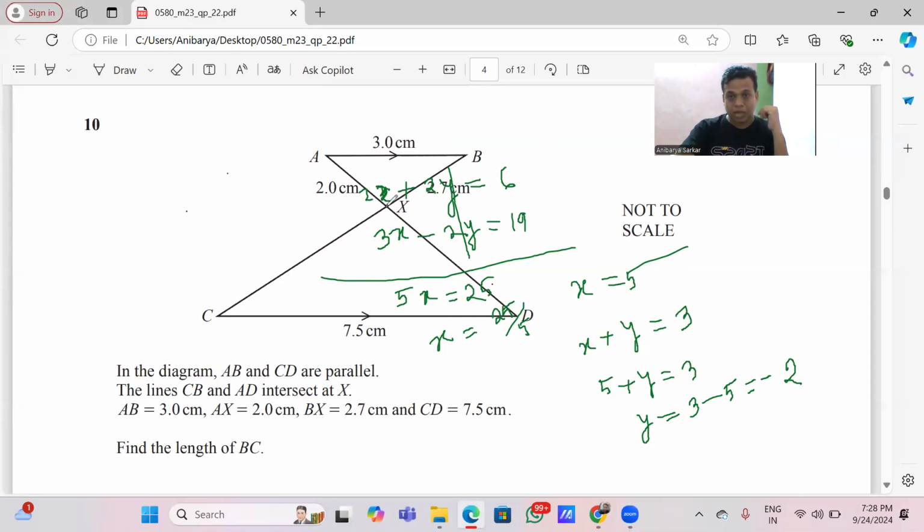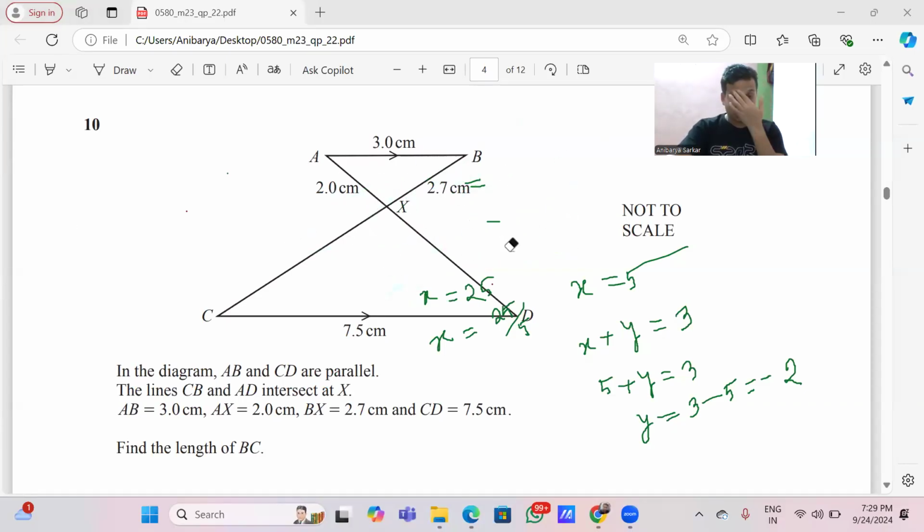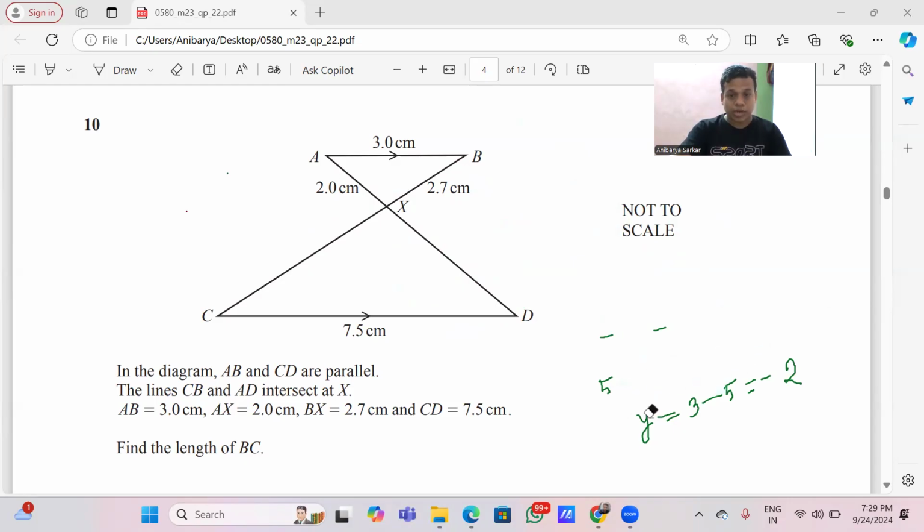This is the problem. This is the sum of similarities. So, similarities sum. Okay, first read out the sum. The diagram is given. You can clearly see there are two triangles. Some lines are parallel.